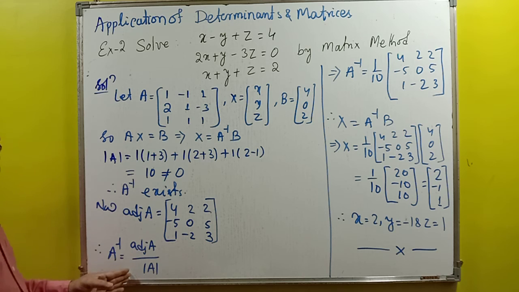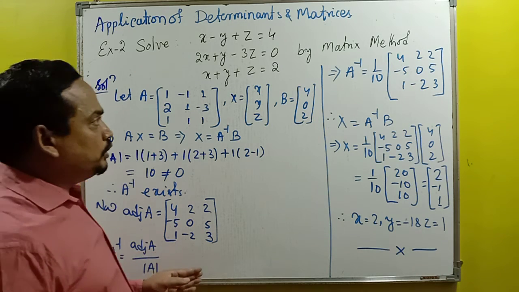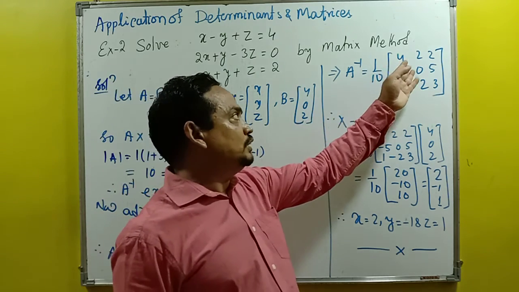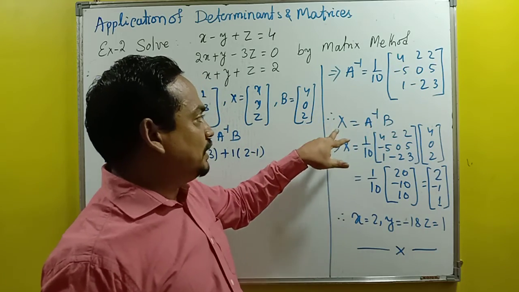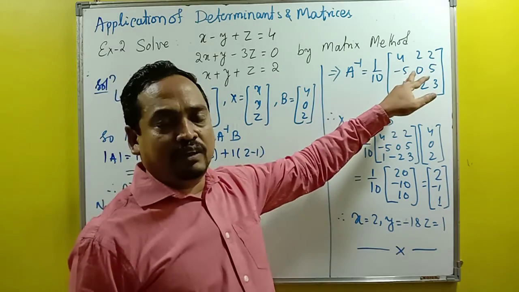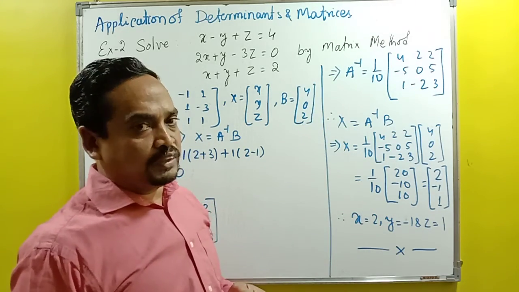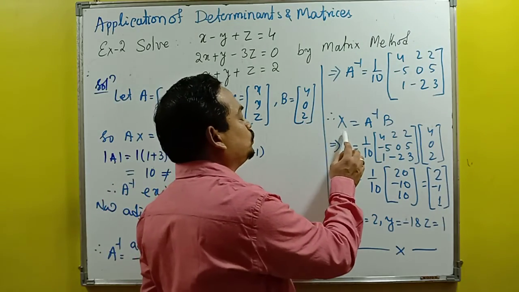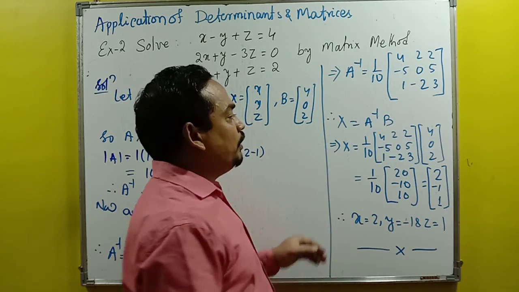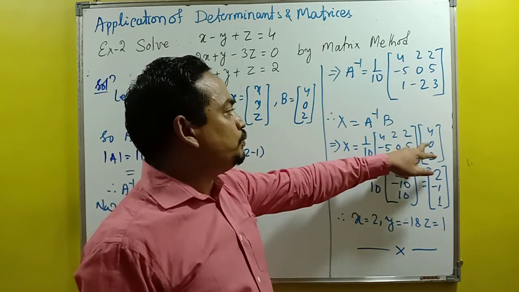Then what will be A inverse? Adjoint A upon determinant A. So adjoint A upon determinant A, that is 1 by 10 of this matrix. Now there is no need to multiply here, directly keep this 10 for last. At last you will do the multiplication. Now X is equal to A inverse B. B is 4, 0, 2.